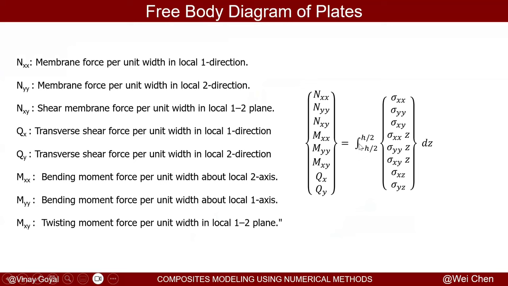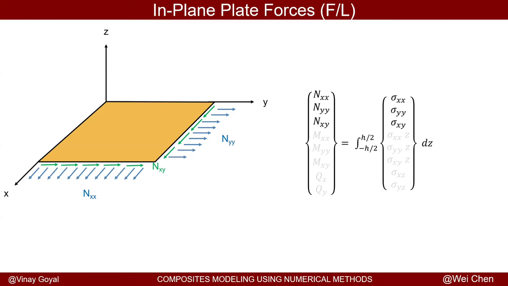Therefore, by doing this, we accomplish that. And now each of these quantities are integrated in that manner. Nxx is the integral from minus h half to h half, sigma xx dz. Nyy is the integral from minus h half to h half, sigma yy dz, and so forth. Again, I really recommend that you go through lecture number 4, module 4, which is described. The link is provided in the video description.